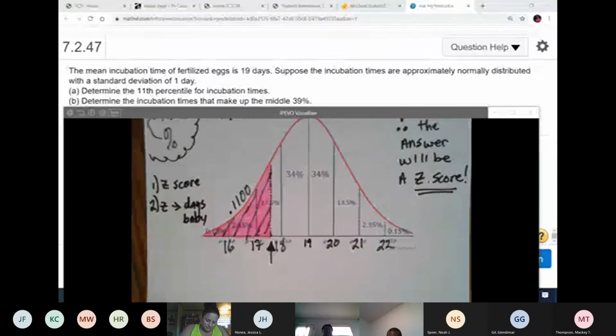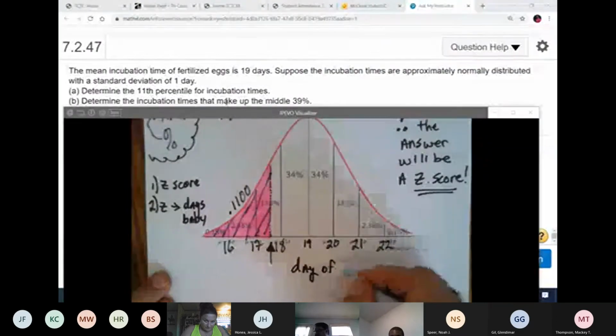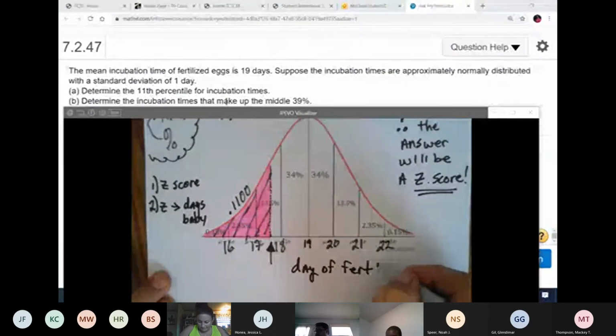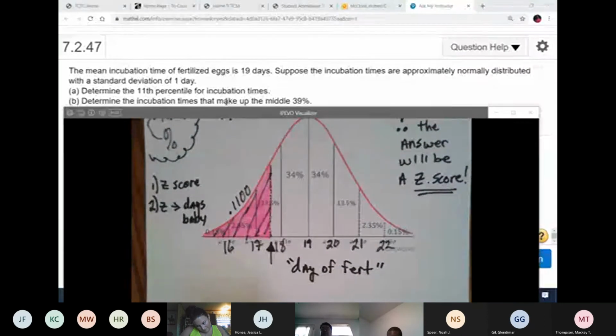Read the question. What does the question say? Fertilized eggs. The mean incubation time for fertilized eggs is 19 days. So these are days of fertilization. If I get negative 1.2, does that mean negative 1.2 days of fertilization? No. I've got to change it into these days.